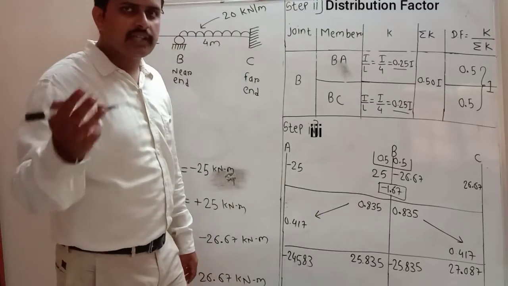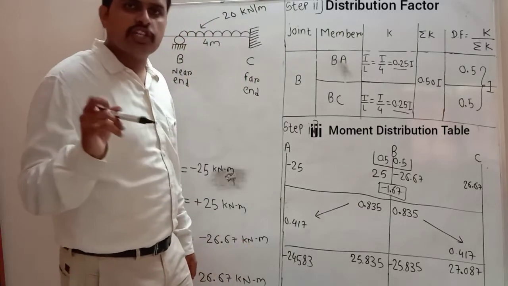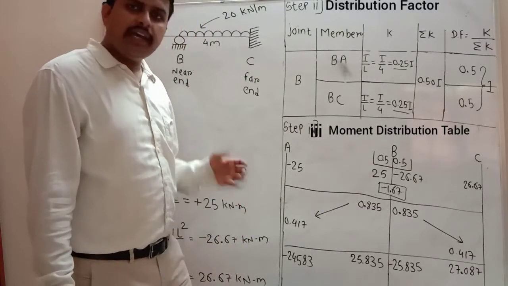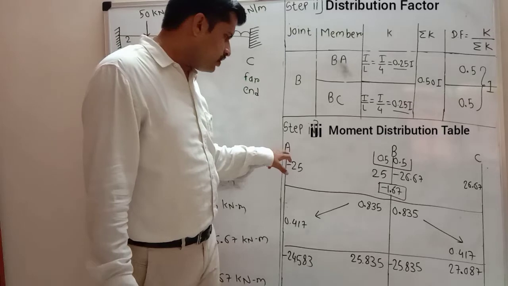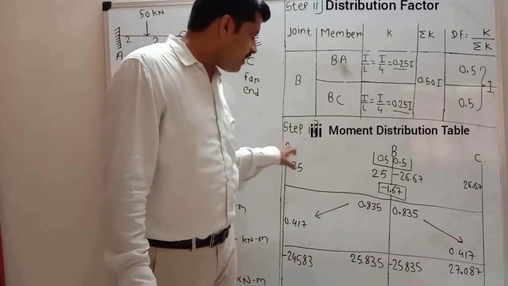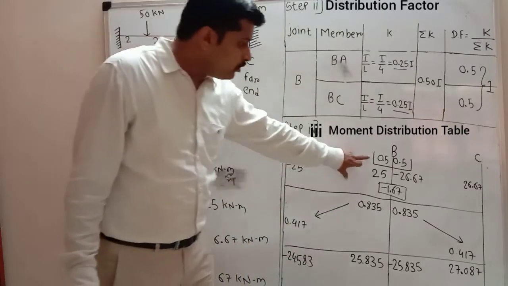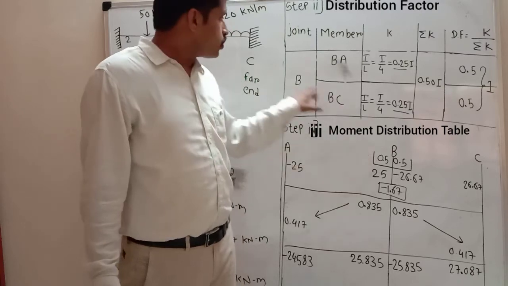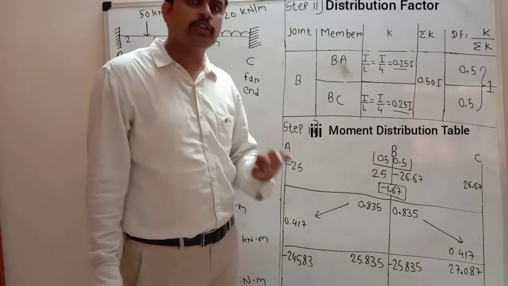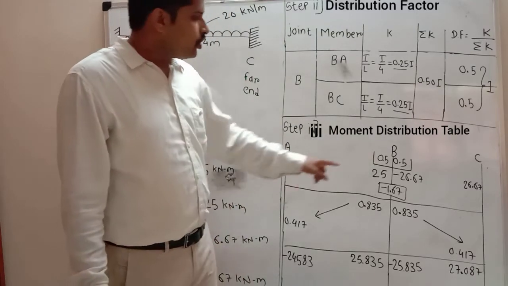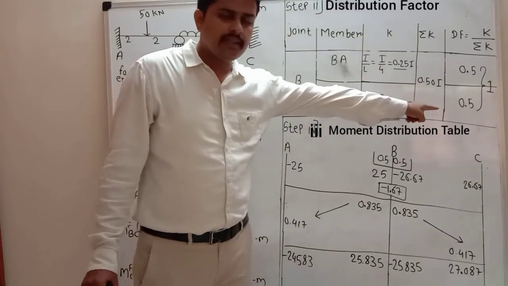Now our step number 3, that is the moment distribution table. So again we have to make a table. It consists of joints. We have to write joints A, B and C. Then write down the distribution factor. So joint B consists of distribution factors. We will write the distribution factor below joint B only. So 0.5 for BA, so I am writing 0.5 here. And for BC, it is also 0.5.